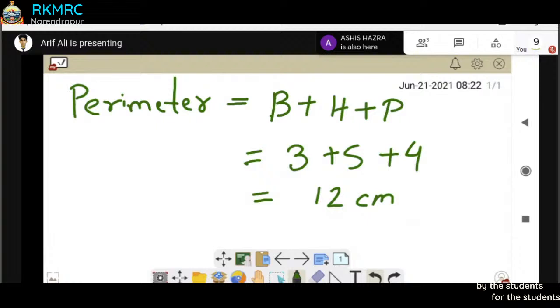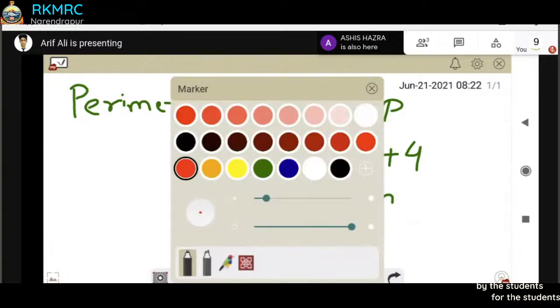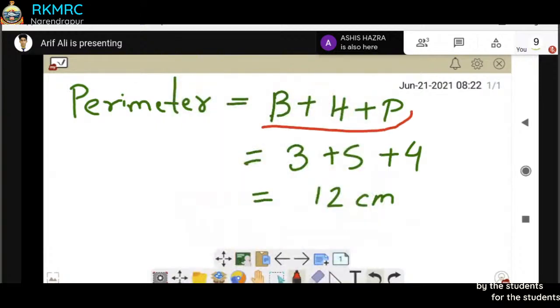You don't write this one. I wrote it for your better understanding. You just start with this line: 3 plus 5 plus 4. The examiner will understand. And at the last you must write this is your answer.